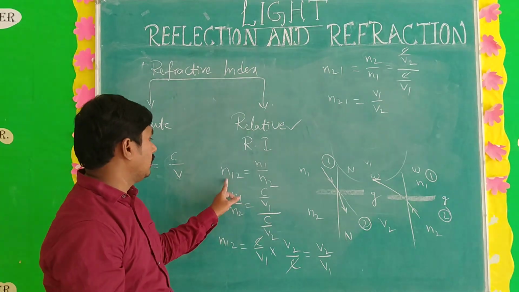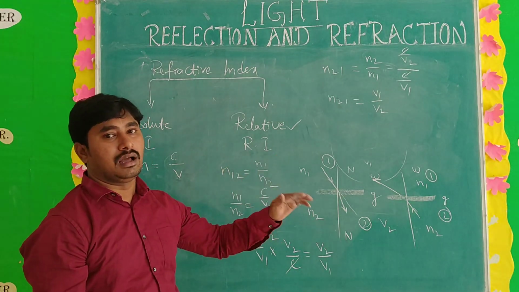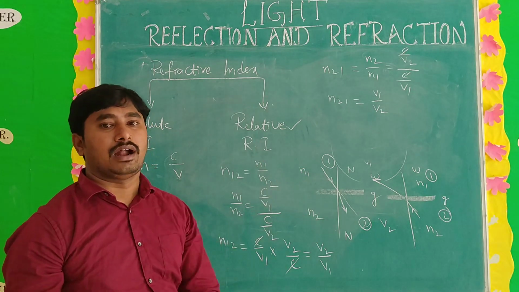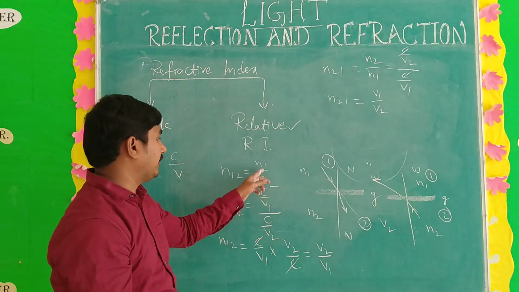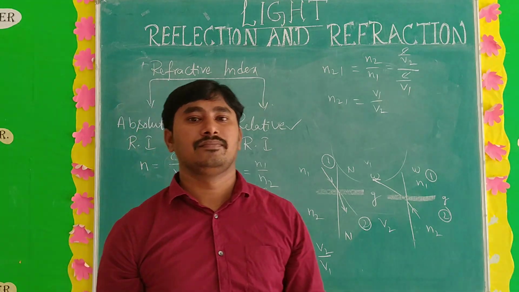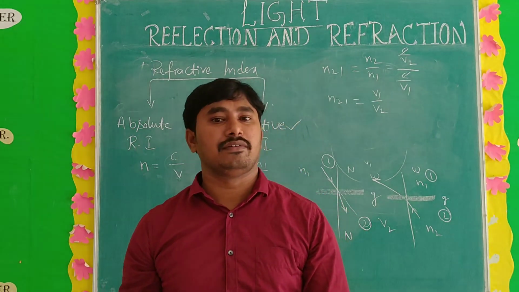Or else they will give that light travels from water to air or air to water, and ask you to find the speed of light or the refractive index. That kind of question is coming. Understand? This model question is very important.